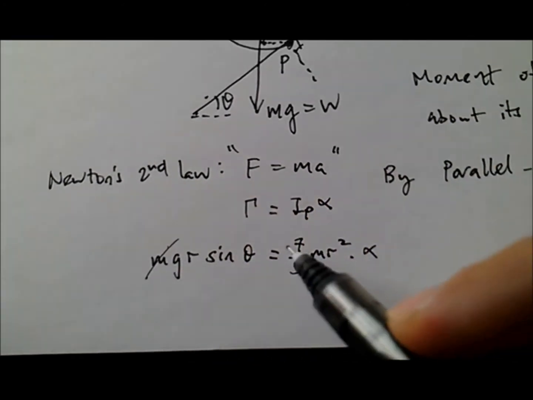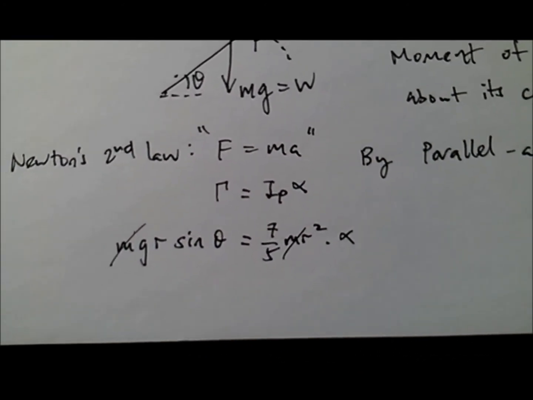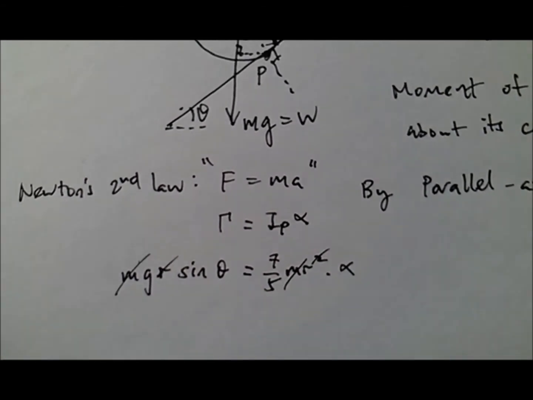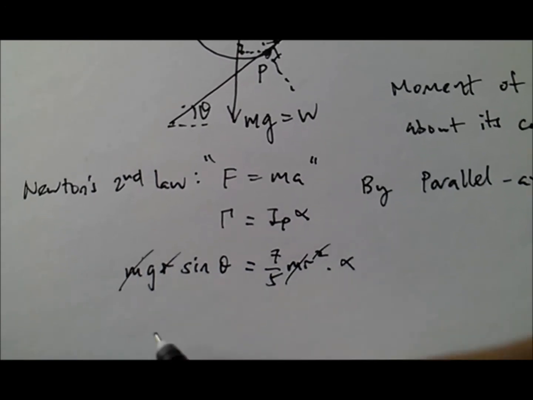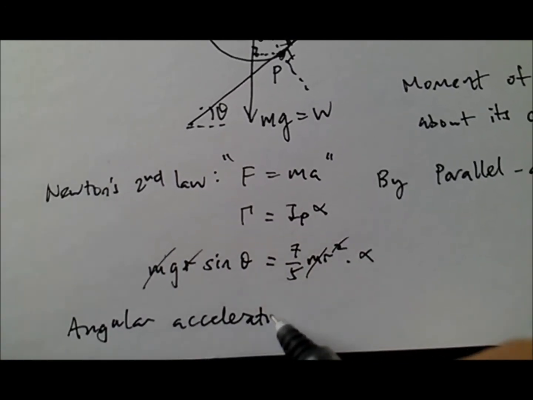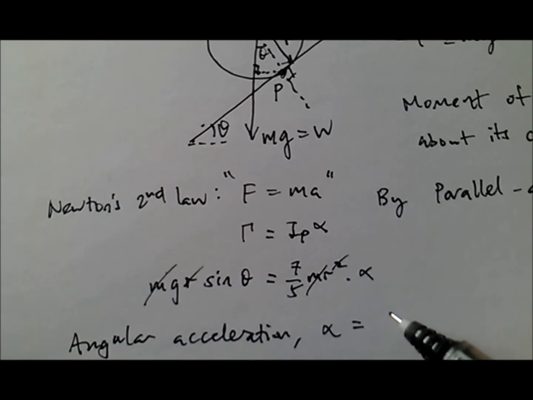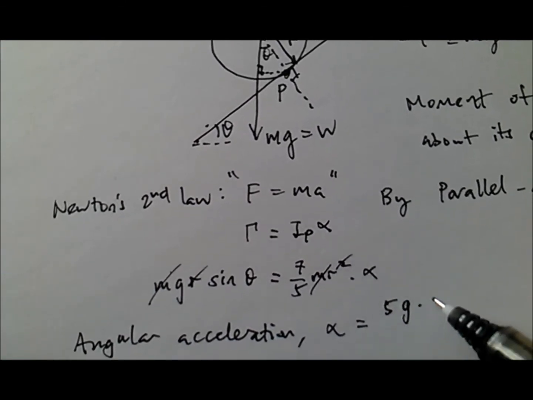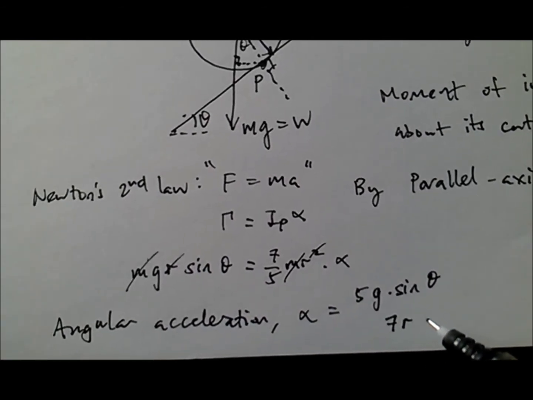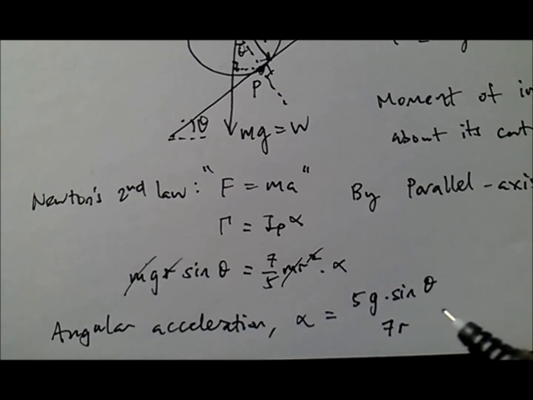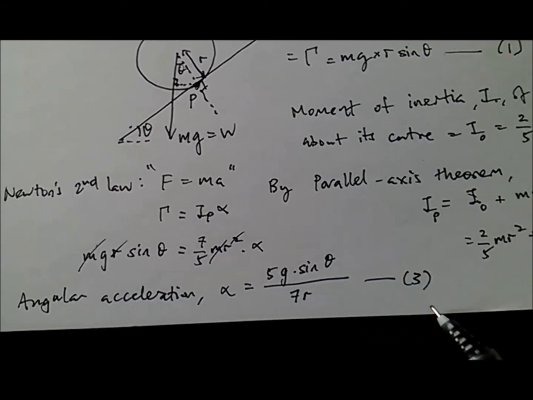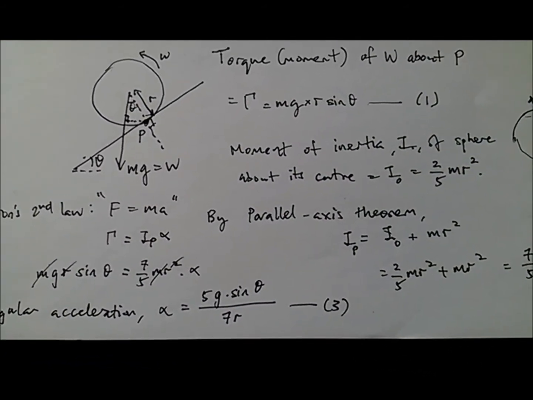You can see that the mass of the sphere becomes immaterial. It cancels out. We can do some simplification. One of the radius terms disappears. So we are left with an expression for the acceleration: alpha equals 5g sine theta over 7r. That is the expression for angular acceleration, which I'm going to call equation 3.